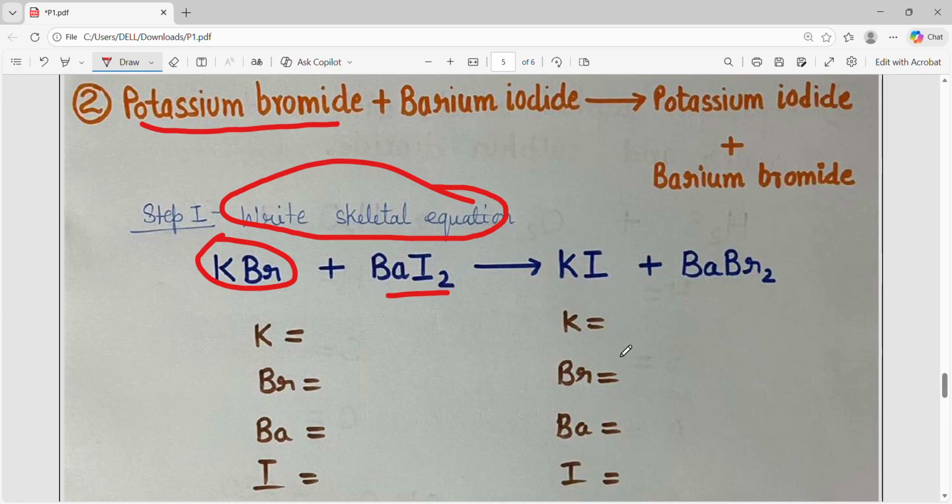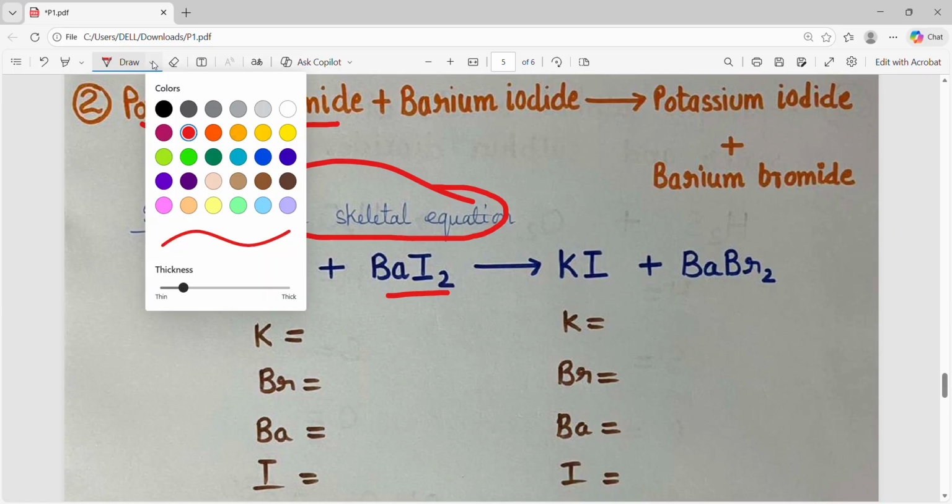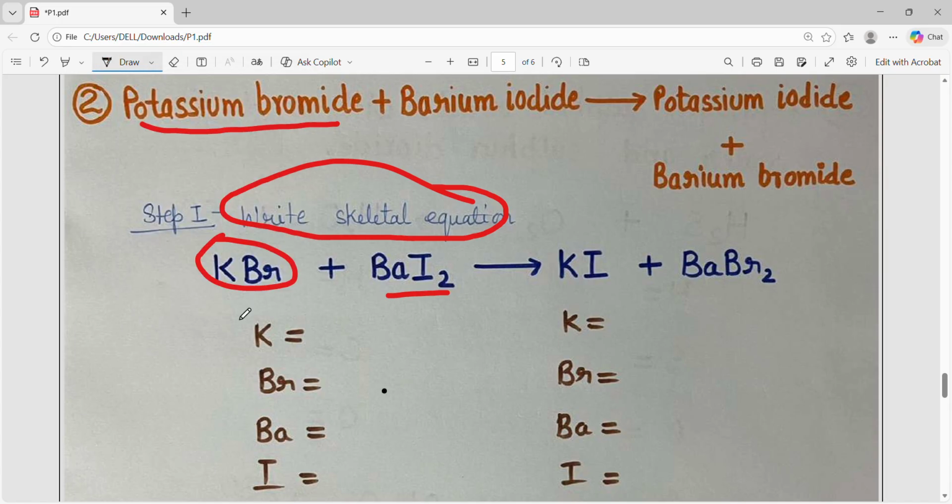The first step, as we already know, is to make the count of each atom. Potassium 1, bromine 1, barium 1, and iodine 2. Now moving towards the product side: potassium 1, bromine 2, barium 1, and iodine 1.